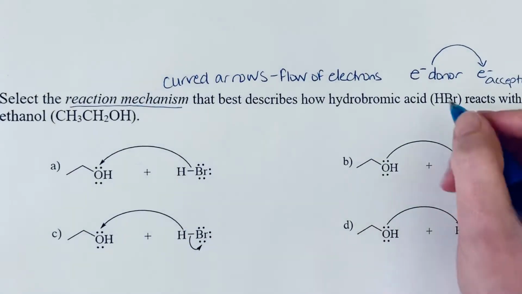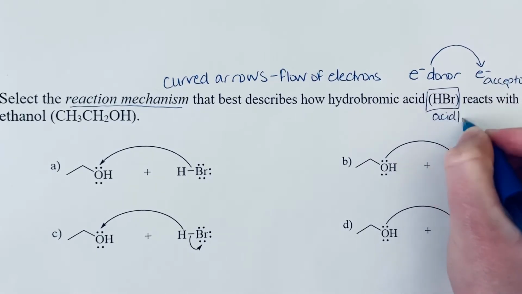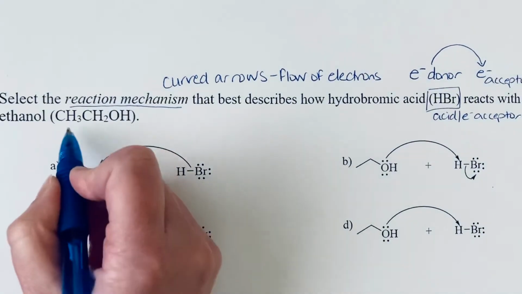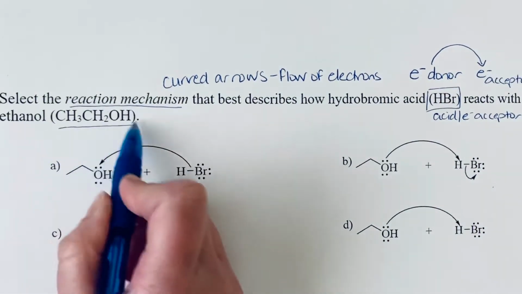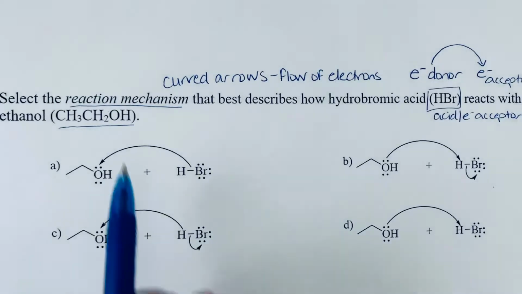So we see that we have hydrobromic acid, so this is clearly the acid or electron acceptor in this reaction. And we're reacting this with ethanol. So ethanol is a simple alcohol. Its reactivity is quite similar to water. And like water, these simple small alcohols can be amphoteric. They can act as either an acid or as a base.